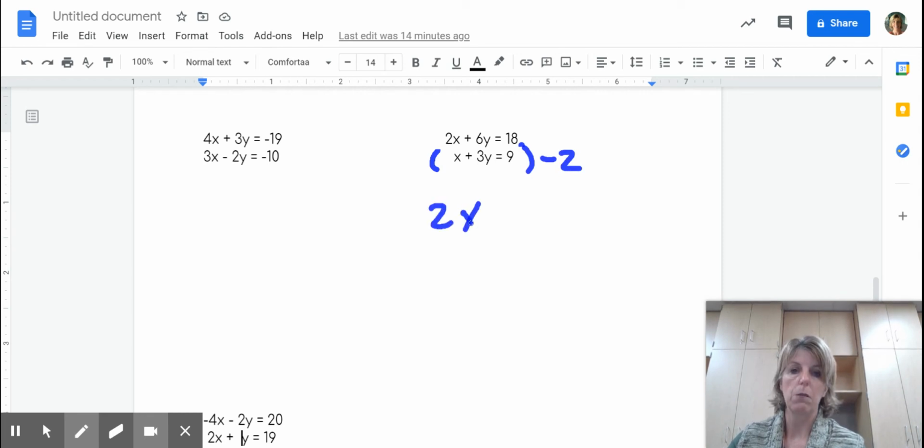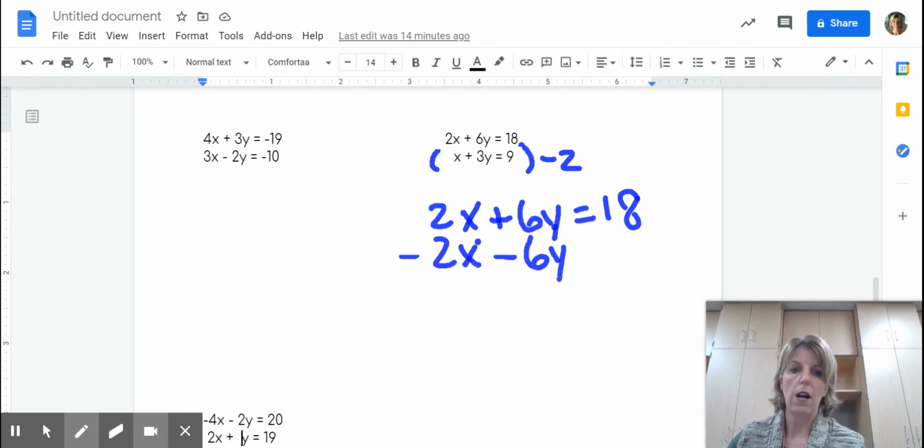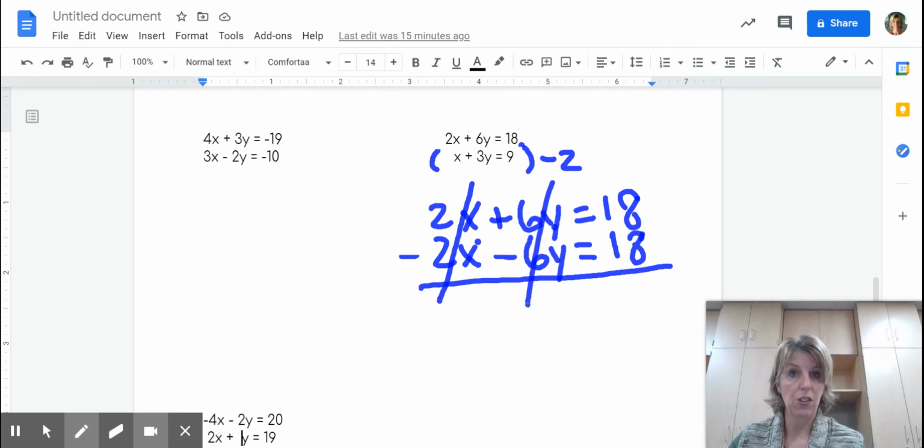Then I have 2x plus 6y equals 18. And I get negative 2x minus 6y equals 18. And if I add those together, oh, look, the x variables both go away and the y's both go away. Did it happen when you did it? Right, they both went away. So I'm left with 0 on the left and 36 on the right.